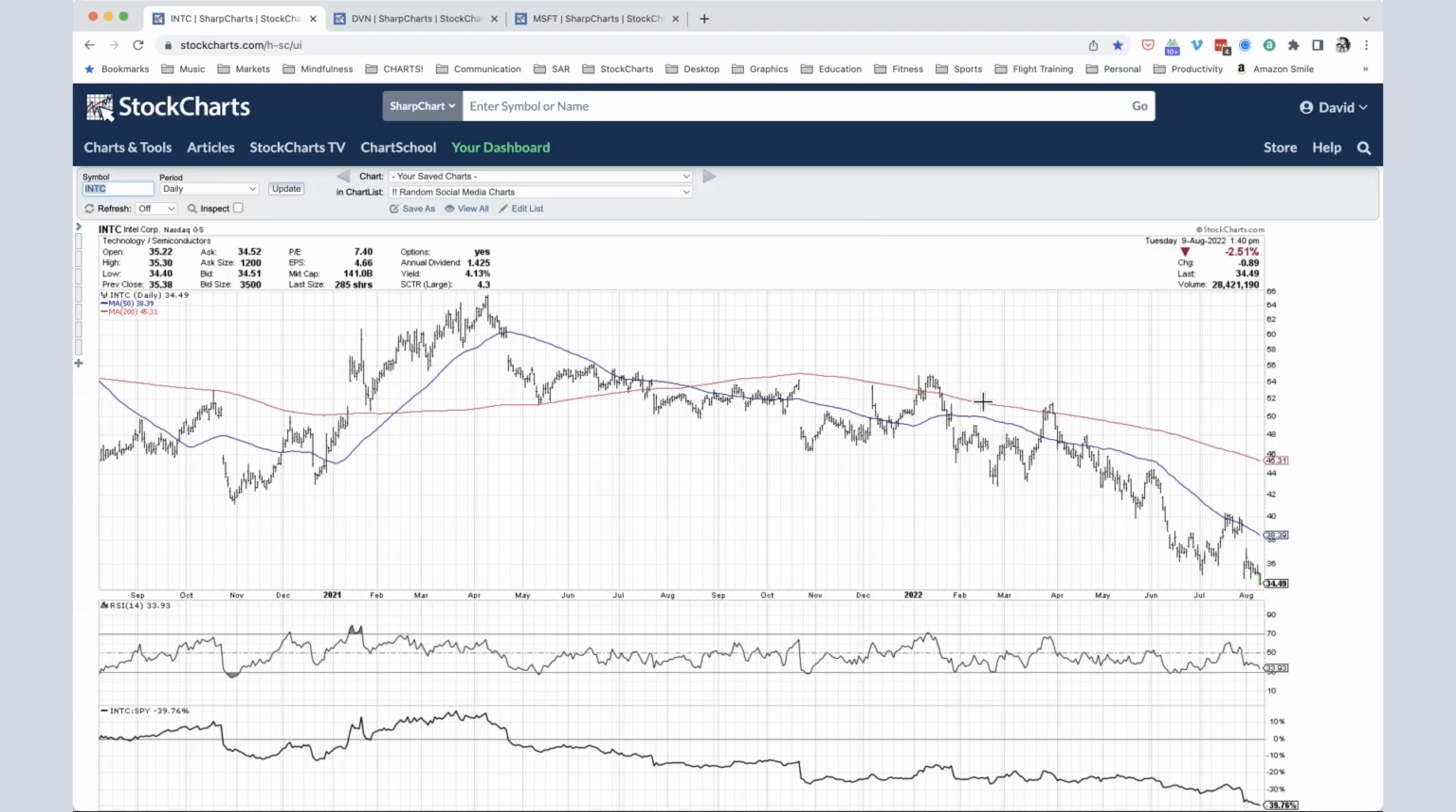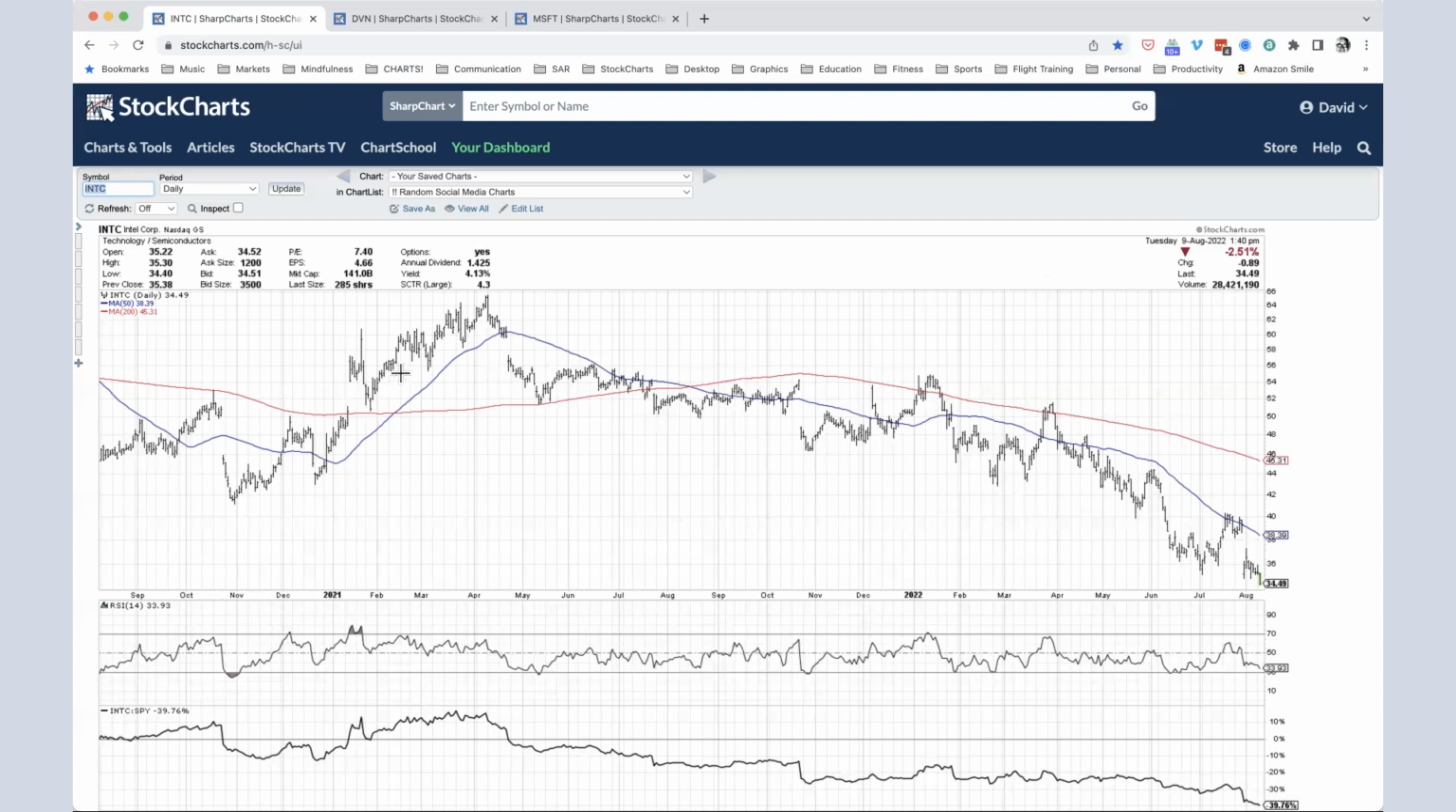Let's look at the chart here. We're looking at Intel over the last 2 years, and I have the price as a daily open, high, low, close bar, and then we have the 50-day moving average in blue, the 200-day moving average in red. Now, when you're looking at the price versus moving averages, there are a couple things that you can look at. I think of it this way. First off, where is the price relative to the moving averages?